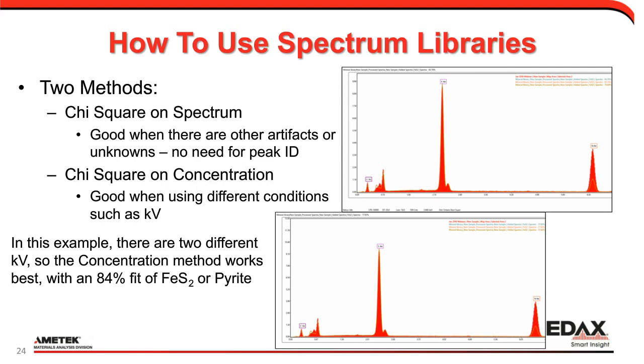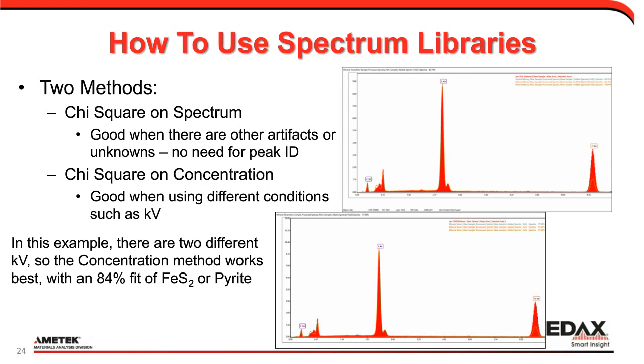This is where we take our unknown spectrum and we click on the match button. What it's doing behind the scenes is calculating the weight percent and atomic percent, and then it's using those concentrations to fit against all of the concentrations of all of the materials in the library. So this is now comparing the actual corrected results, and it's great because it opens up the ability to use it even under different conditions.